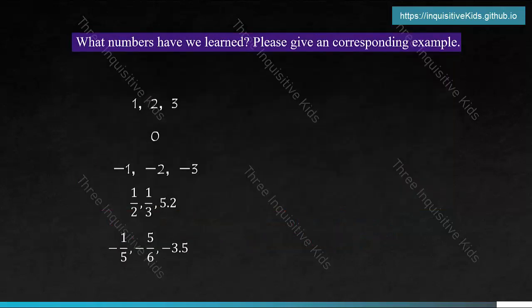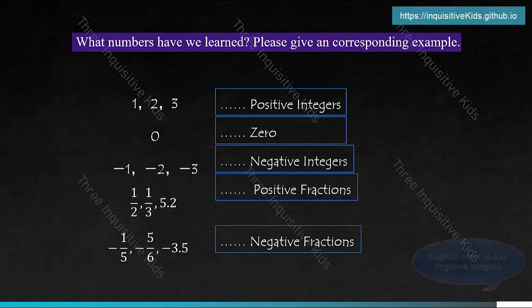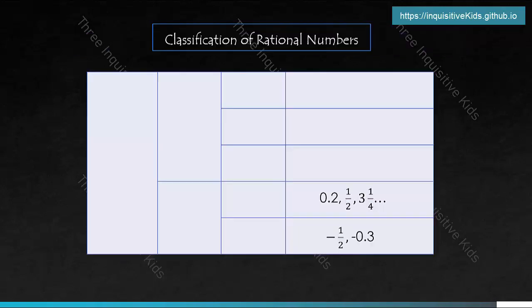What numbers have we learned? Please give a corresponding example. 1, 2, 3 are positive integers. 0 is 0. Negative 1, negative 2, and negative 3 are negative integers, and 1/2, 1/3 and 5.2 are positive fractions, and negative 1/5, negative 5/6 and negative 3.5 are negative fractions.